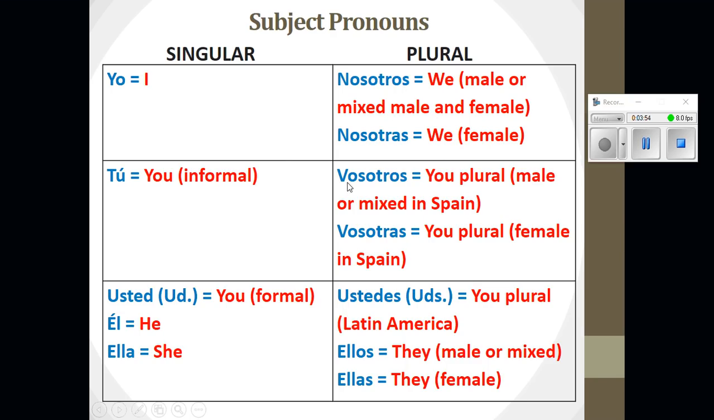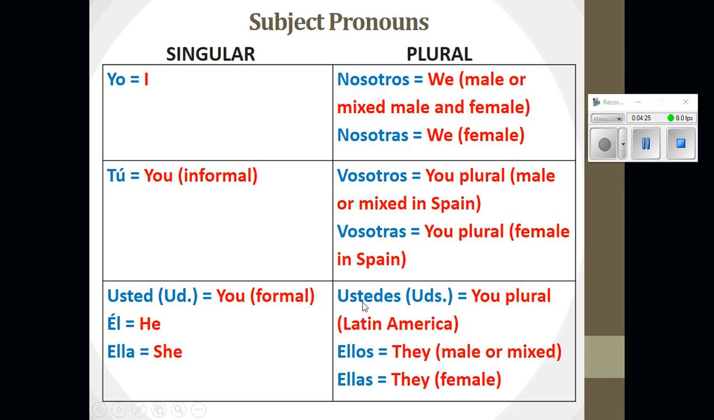Okay, now let's look at vosotros. Vosotros is you plural. So for example, if you're talking to a group of people and you want to say you guys or you all, okay, this is either male or mixed, male and female, and it is only used in Spain to say you plural, okay? Vosotras is the same, it's just female. So you plural, so if you want to say you guys or you all, and you're talking to a group of all girls, and remember, only in Spain.